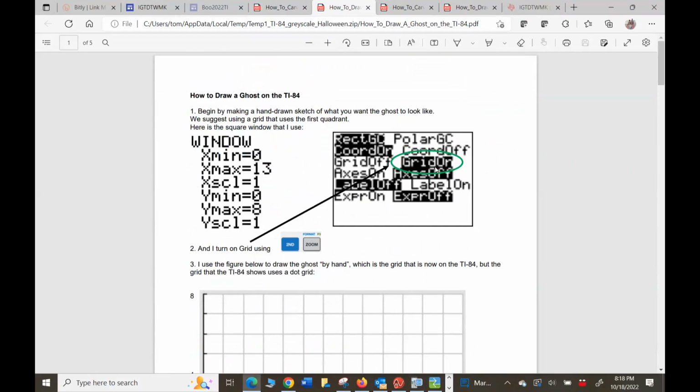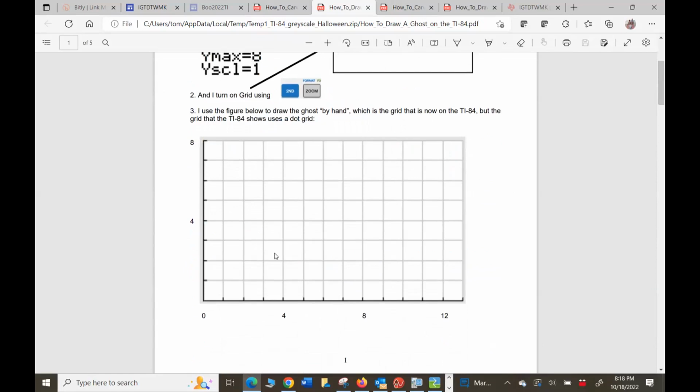Now the grid on an 84 is dots, not lines, because of the resolution, the lines would be too thick. Again, that's from second zoom, which is format, turn the grid on. I also turn the axes off. And so here is my place where I can draw what I want.